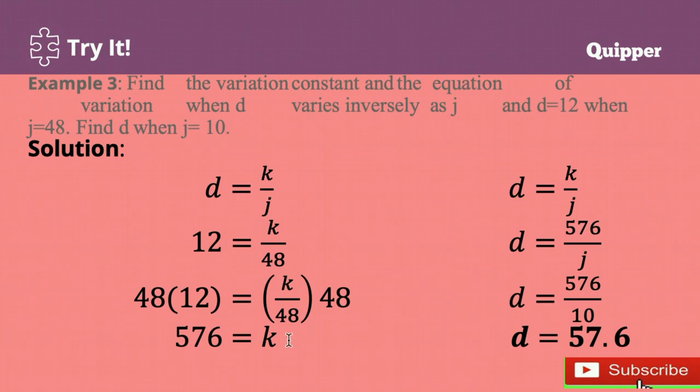Now use this value for k to make the general equation. We have d is equal to 576 over j. This is now our working equation. And solve for d. D is equal to 576 over j. The given value for j is 10. 576 divided by 10 is 57.6. Therefore, the value for d when j is 10 is 57.6.